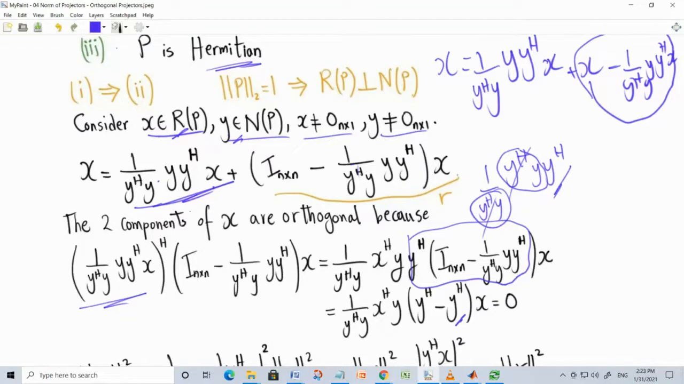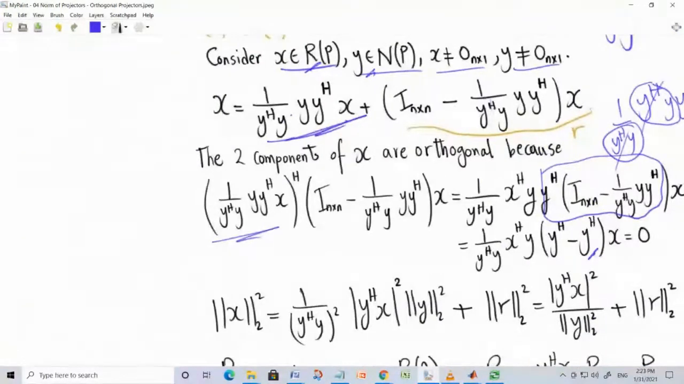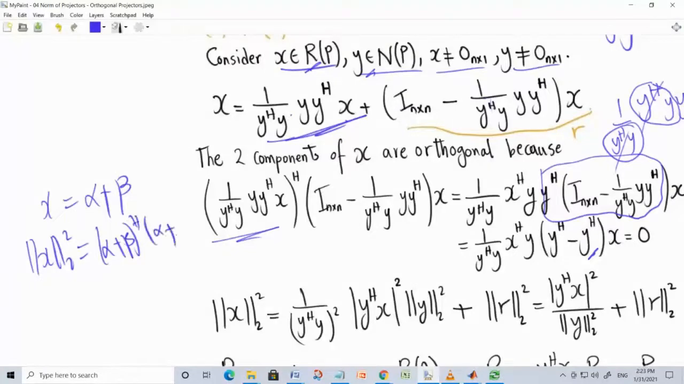Why did I verify this? Because now I want to take the L2 norm squared of vector x. We know that if you have a vector x equal to alpha plus beta, then the L2 norm squared of x is alpha plus beta Hermitian multiplied by alpha plus beta. So it is the L2 norm squared of vector alpha plus the L2 norm squared of vector beta, but then you have cross terms, plus alpha Hermitian beta plus beta Hermitian alpha. So if the two components alpha and beta are orthogonal, we don't have these cross terms.